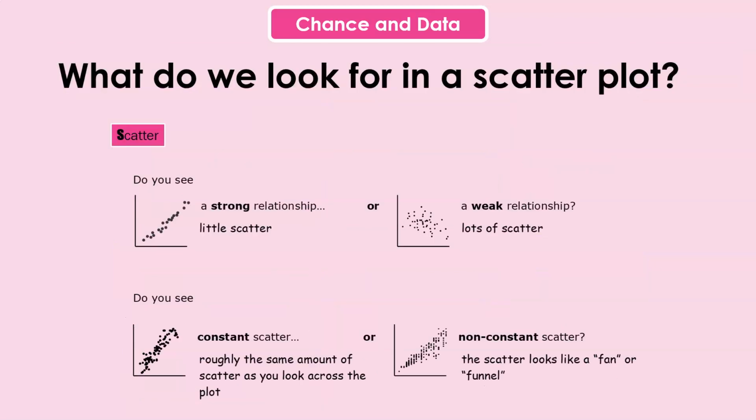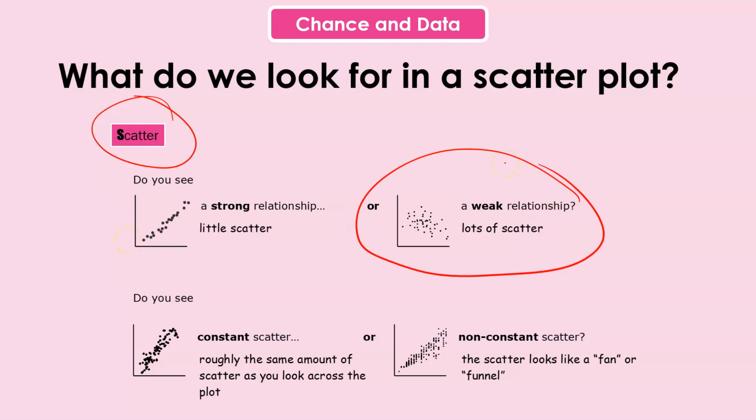So what do we look for in a scatter plot? We've talked about some of these things already. Obviously the relationship, whether it's positive or negative. The next one's looking at scatter. So do we see a strong relationship where there is little scatter or a weak relationship? We talked in the previous lesson about that there's a middle ground which is moderate, but that tends to be subjective compared to when you're looking at a graph on its own. Really needs to be compared to other things.